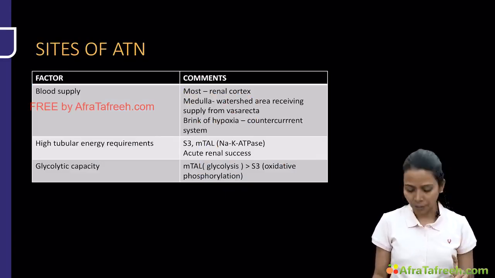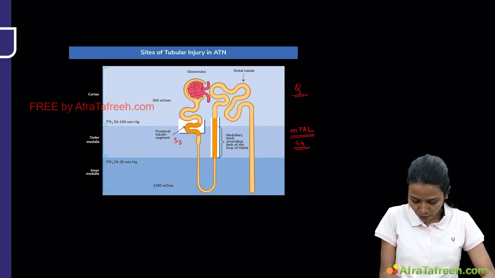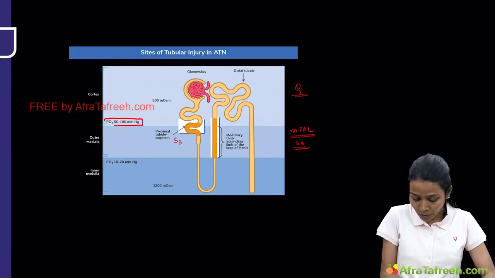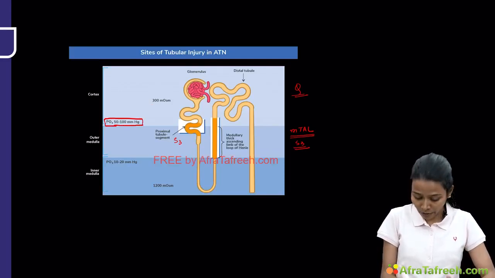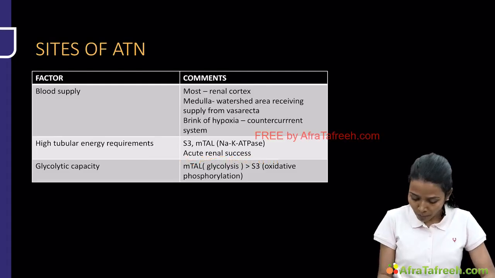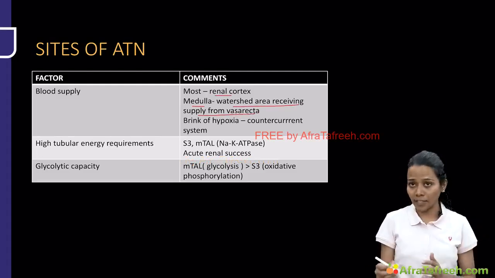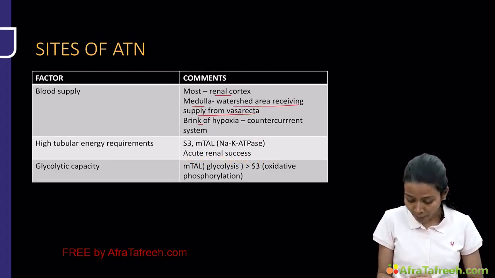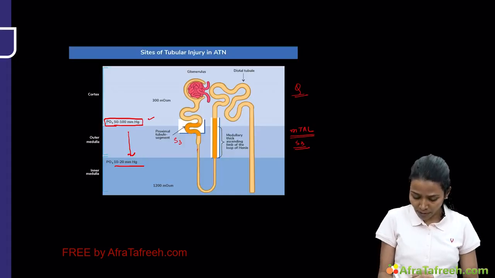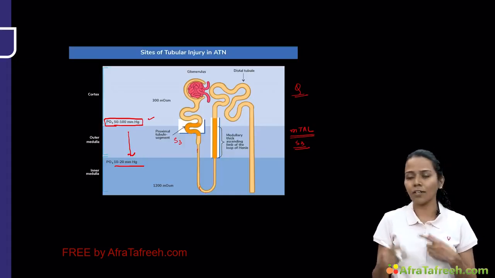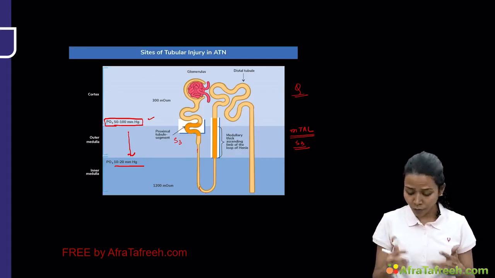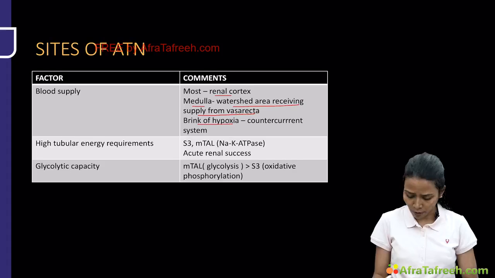First factor is blood supply. We know that blood supply is mostly in the cortex. You can see that the PO2 is around 50 to 100 mmHg in the cortex. Okay, but as you go towards the medulla, the PO2 is dropping to 10 to 20 mmHg, right? So most blood supply goes to the renal cortex, and medulla is just a watershed area receiving blood supply from vasa recta, and it is always on the brink of hypoxia because here the countercurrent system and the tubules are always running, right? Always working. So because of this, it's always going to be at the brink of hypoxia.